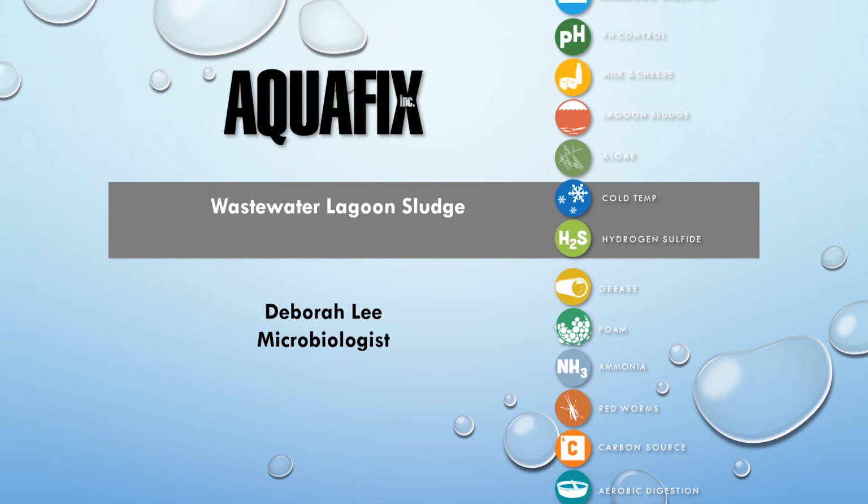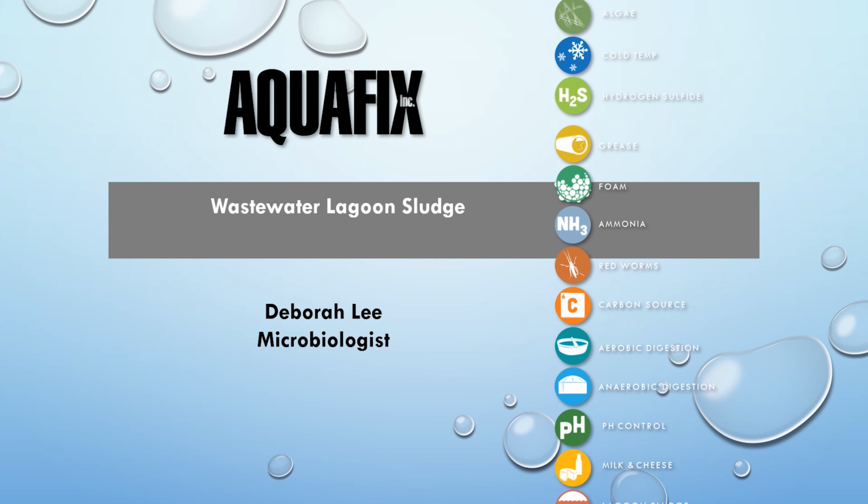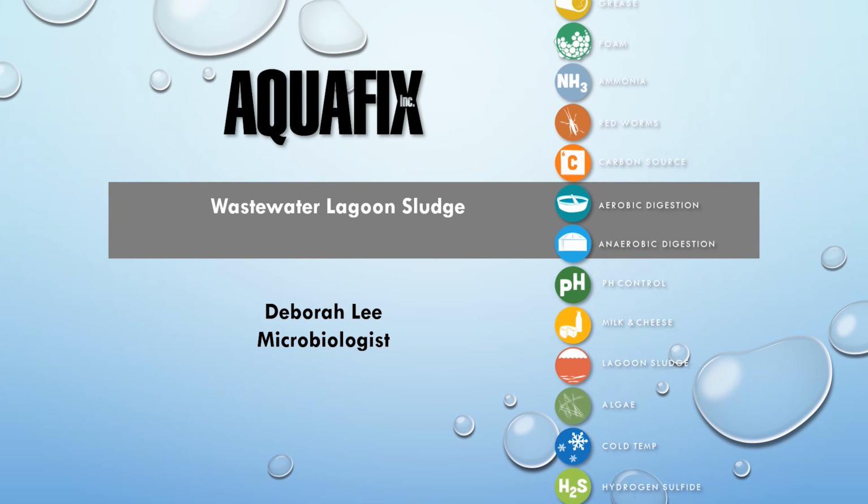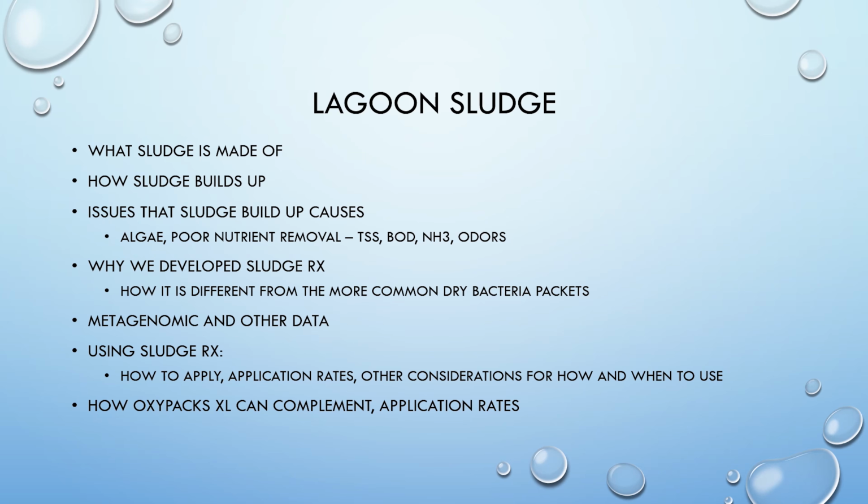We're just going to jump right into our Wastewater Lagoon Sludge webinar. So as people trickle in, they can just join wherever we are. Starting off today, we're going to go through what sludge is made out of. We're also going to cover how sludge builds up in the lagoon. Some issues that sludge can cause are algae and high TSS. You might also get poor nutrient removal with high sludge buildup. You would also get high effluent BOD, and also high effluent ammonia or phosphorus. And you might even get some odor issues with a lot of sludge buildup.